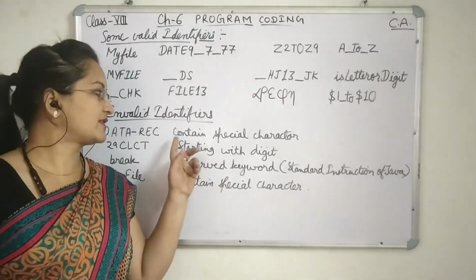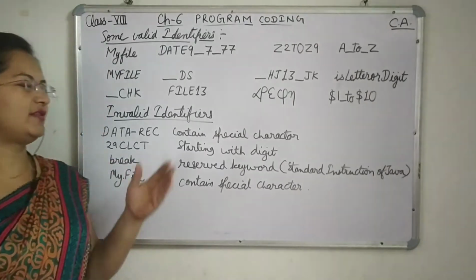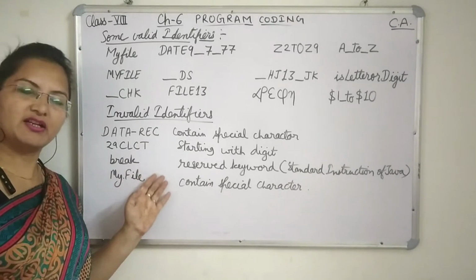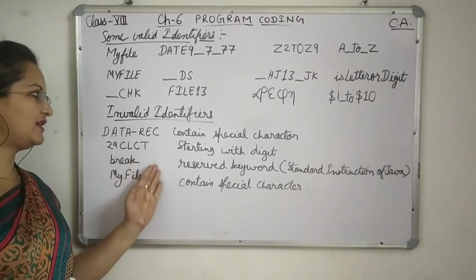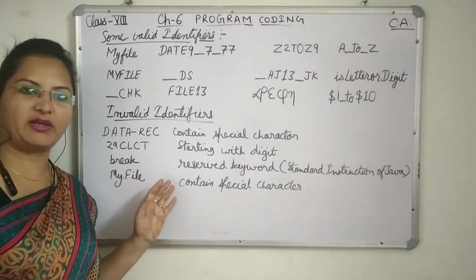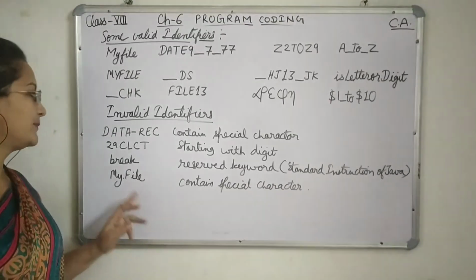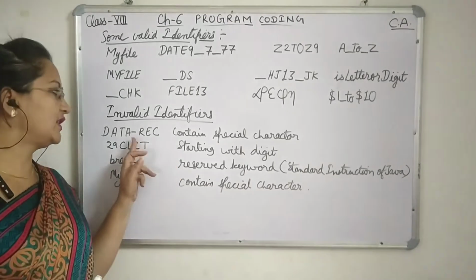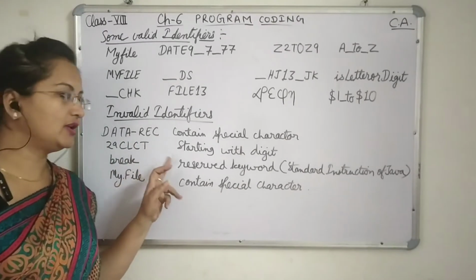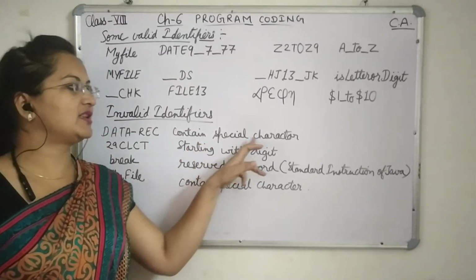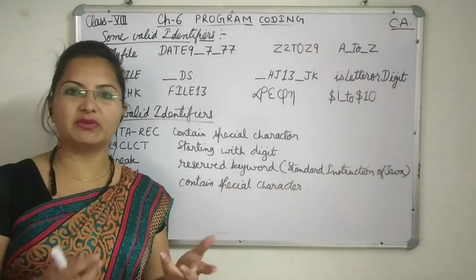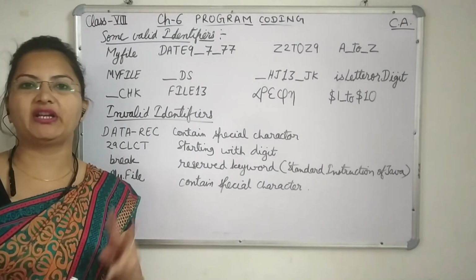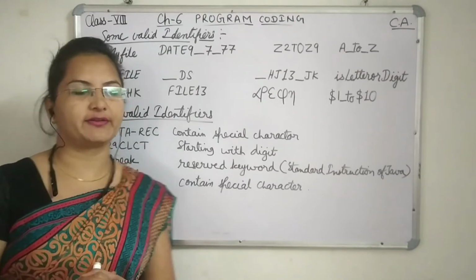Now students, we will discuss invalid identifiers. Now how can we find out that this is valid and this is invalid? You can see we have already studied some rules and regulations. So these are some invalid identifiers which are not following those rules and regulations. So you can see data hyphen rec is there. But I told you we can use underscore, but we cannot use hyphen. The reason is that it contains a special character. Special character means symbols, which we cannot use in Java. We can use only two symbols, that is underscore and dollar.